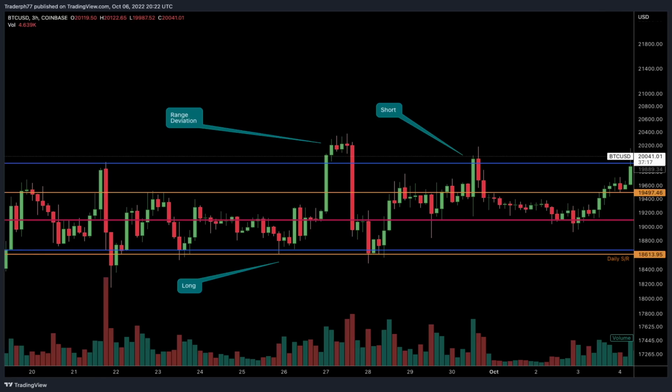I know a lot of people love it for entries. I'm more partial to using that as a scalp entry, with the value area high and value area low, range high, range lows, offering the higher probability trades.